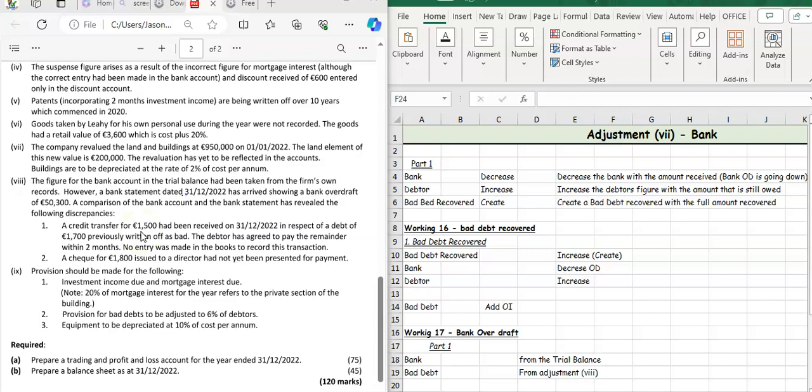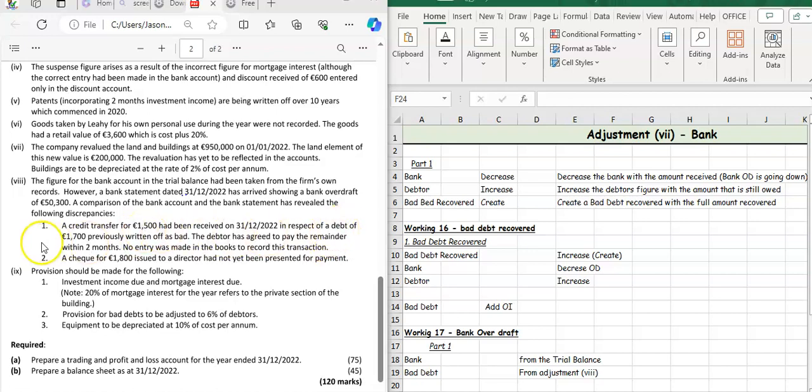So your first discrepancy, credit transfer 1,500 has been received on the 31st of 12th, 2022 in respect of a debt of 1,700 previously written off as bad. Debtor has agreed to pay the remainder within 2 months. No entry made in the books to record this transaction. So what we need to do here, the credit transfer is the figure for our bank. So you need to increase your bank by the credit transfer of 1,500.